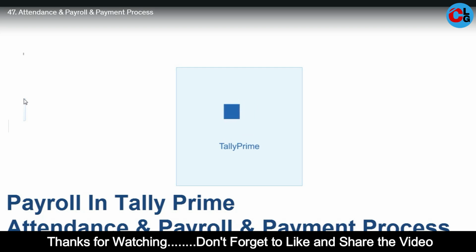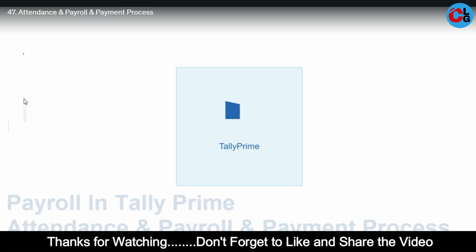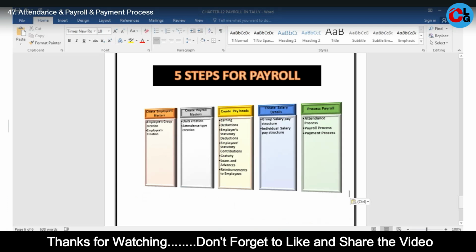The final step is process payroll. Under process payroll, first we have to do the attendance process. The second is the payroll process. The third is the payment process, right? So first we have to do the attendance process.